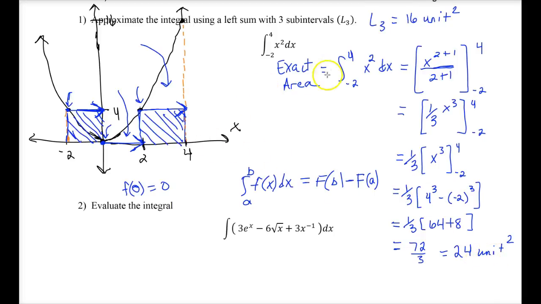And so now you see why 16 square units for the left-hand sum estimate is an underestimate, because the exact answer would be 24 square units. Now, if we were doing a right sum estimate, note that the value we would get for our answer here would be over 24, because that would be an overestimate. So I wanted to make sure that that was clear before we move on to the next example. I'll go ahead and clean this up and then we'll work on the second example.